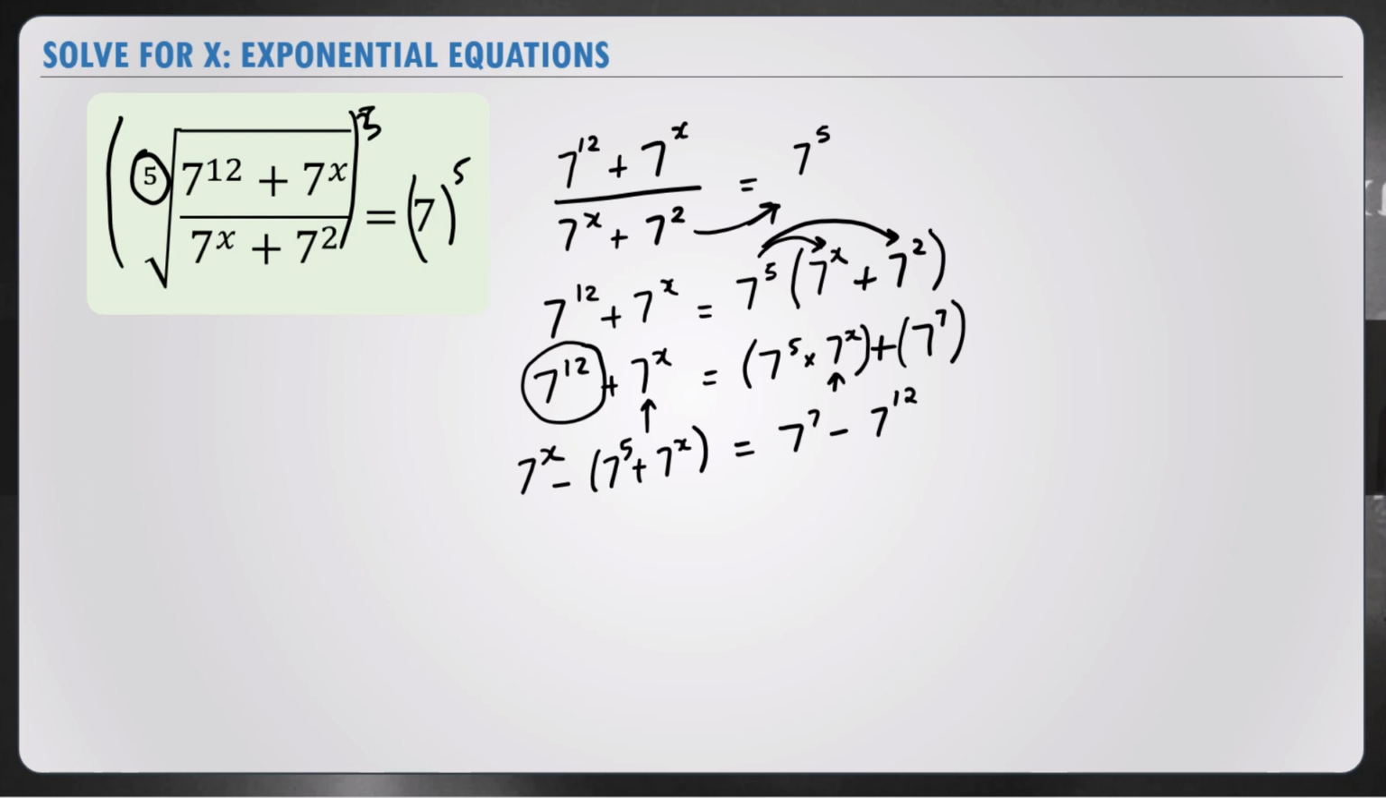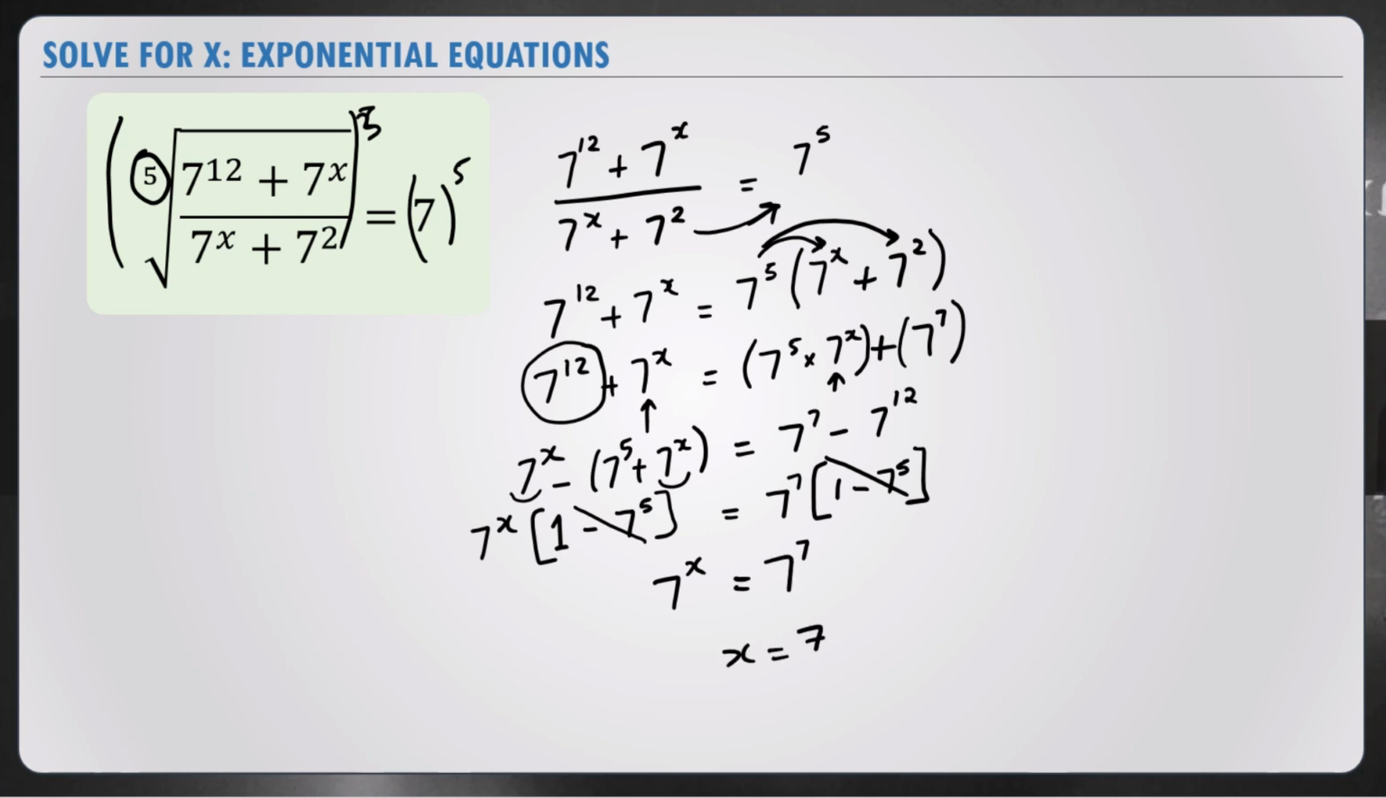Now looking at this, I find that 7^x is common here and here, and it can be factored now. Let's take it out. We have 7^x times (1 minus 7^5) is equal to, looking at this, I can do the same thing here. I notice 7^7 is common, and I'm left with (1 minus 7^5) here. Having this on both sides, they cancel. And we're left with 7^x is equal to 7^7, and x will be equal to 7. And that is your answer.